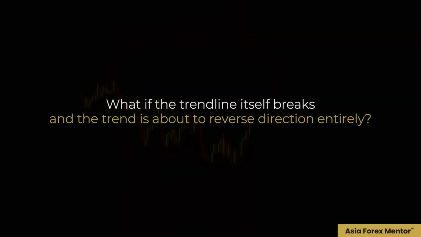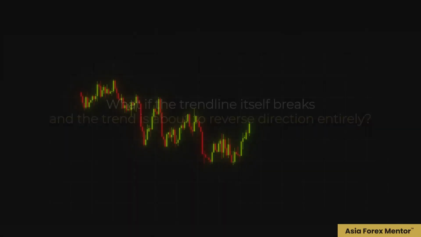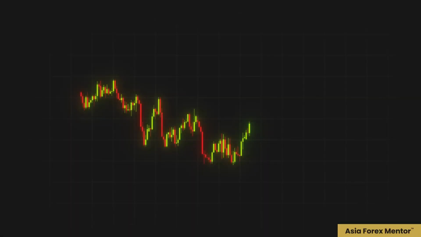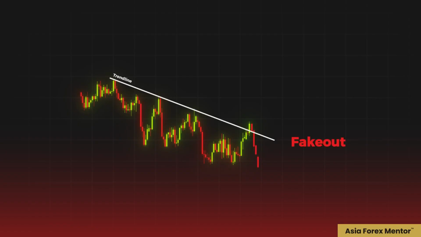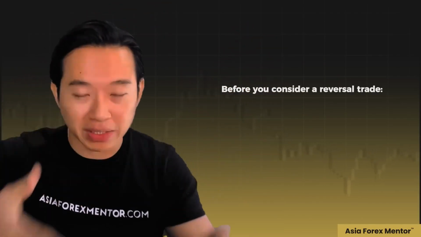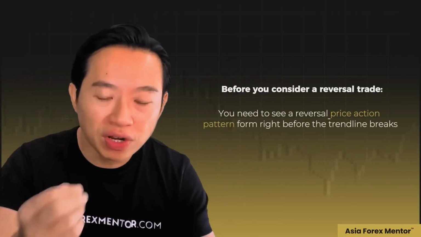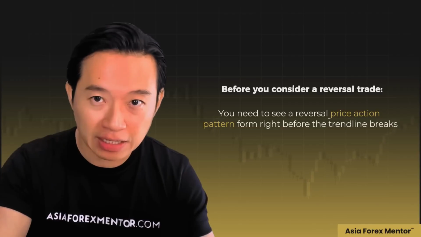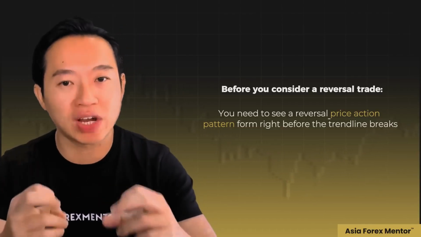So what if the trend line itself breaks and the trend is now about to reverse direction entirely? Here's the thing. The problem with trading reversals is that a trend line break alone is not enough. Most trend line breaks are fake outs. So price may poke through it and then snap back right away. Before you consider a reversal trade, for example, the primary trend from a downtrend to an uptrend, you need to see a reversal price action pattern forming right before the trend line break itself.